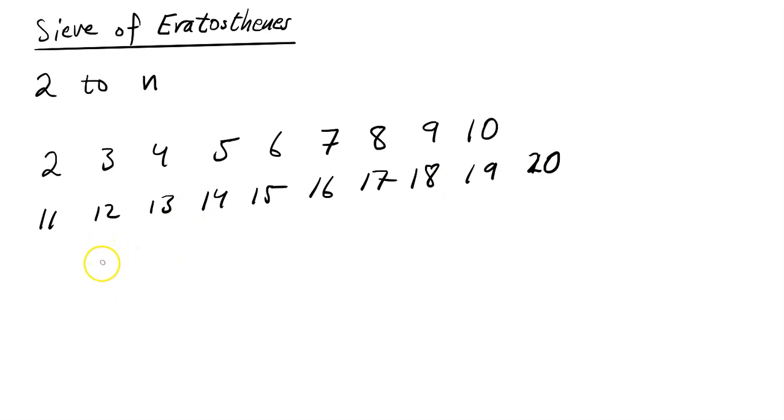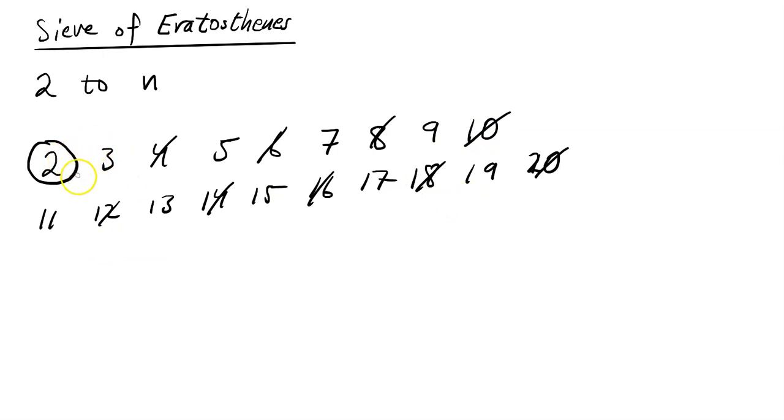Okay, so which of these are prime numbers? The method is like this. You start with 2, you know that's a prime number. Then you take all the multiples of 2 and cross them out. So 4, 6, 8, 10, 12, 14. None of those can be prime numbers, because they contain a factor of 2. They're divisible by 2, so they can't be prime numbers.